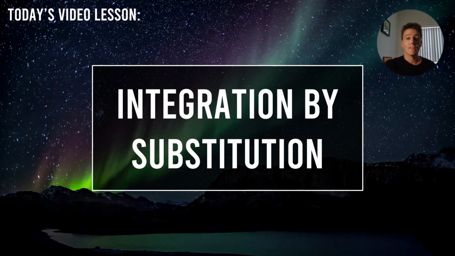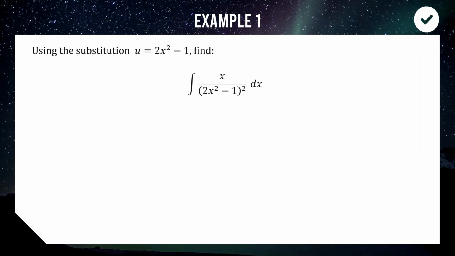So let's get into it. Starting off with the first example for integration by substitution, we have the integral of x divided by (2x² − 1)², and we are going to try and simplify this integral, make it easier to achieve by using the substitution u equals 2x² − 1.